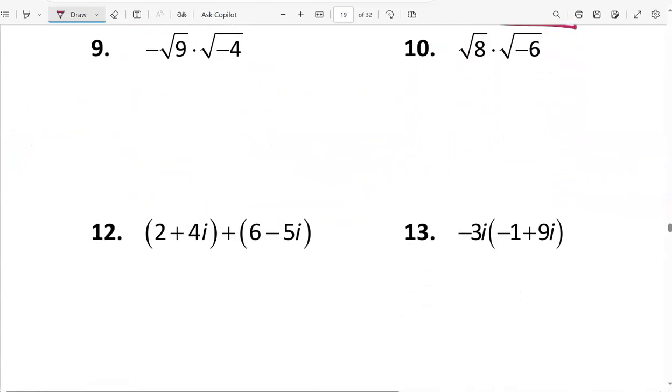In number 9, negative square root of 9, that's negative 3, plus the square root of negative 4, that's 2i. So negative 3 times 2i is negative 6i.